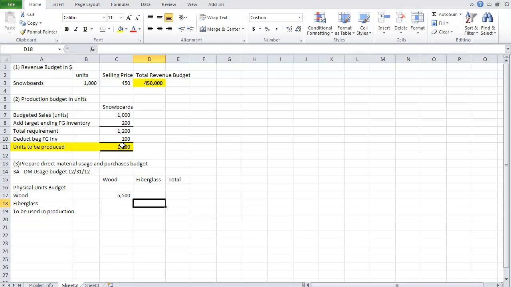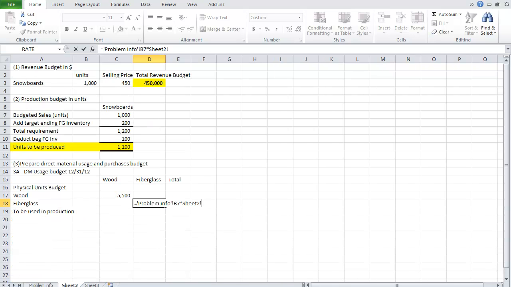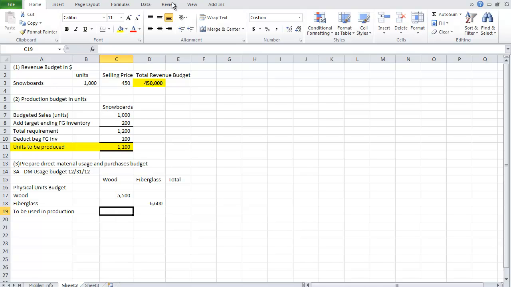For fiberglass, let's see how much we need to make one snowboard. We need 6 yards, and we calculated that we would need to produce, again, 1,100. So we need 6,600 yards of fiberglass. Just going to add these up.